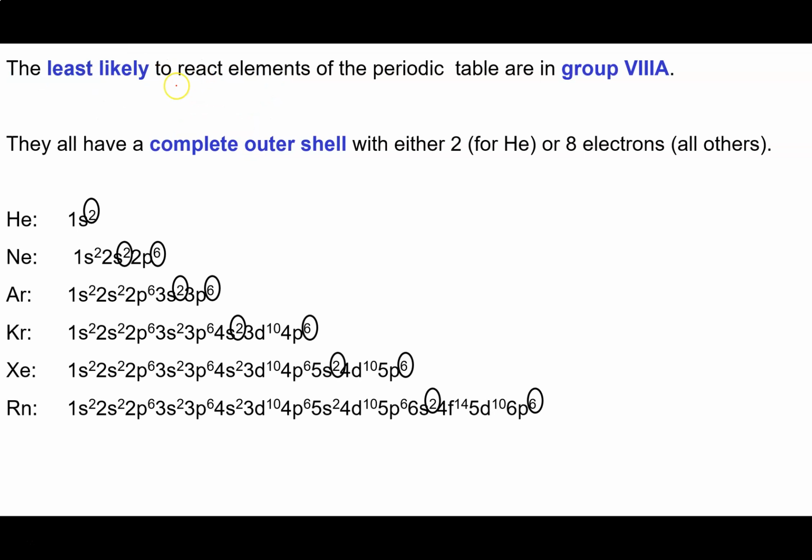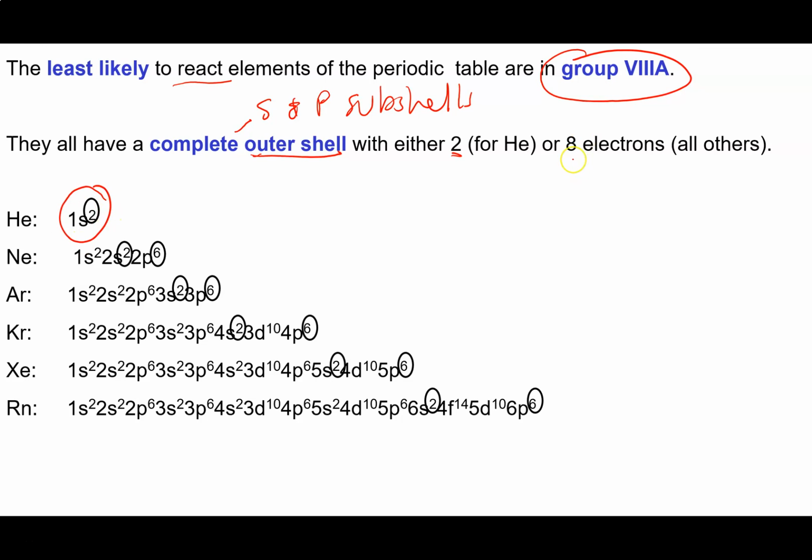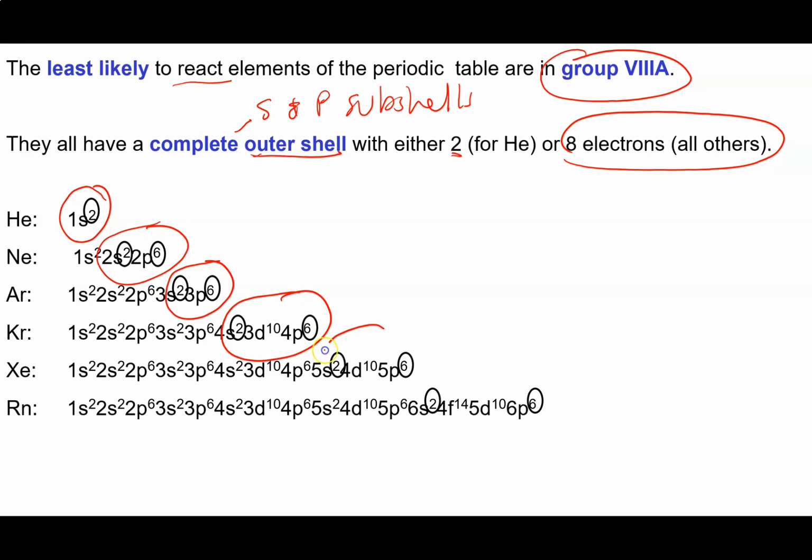Now we know that the least likely atoms to react on the periodic table are those in group 8A, what we call the inert or noble gases. And when we look at the inert gases, what we observe is that they have an outer shell with complete S and P subshells. In the case of helium, this means that it has 2 electrons in its outermost shell, finishing off an S subshell, and for all of the other atoms in the noble gases, they all have 8 electrons in their outermost shell, completing an S and a P subshell.